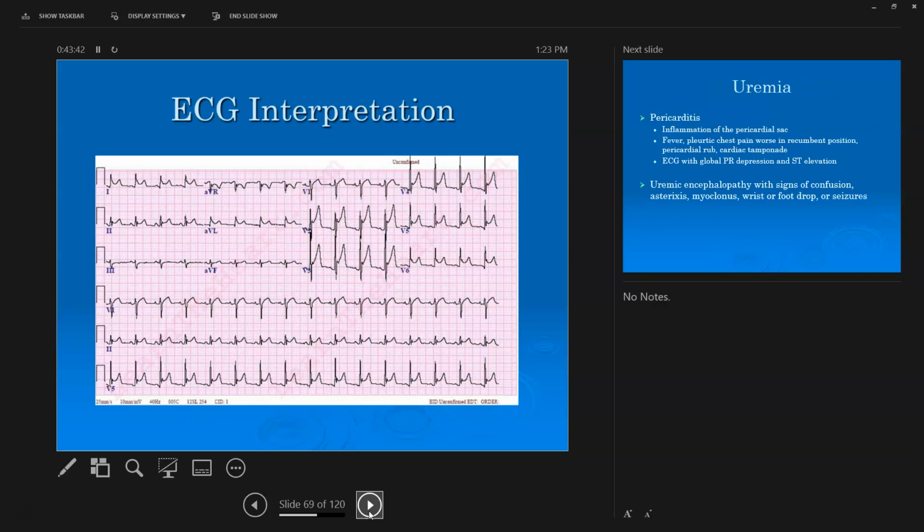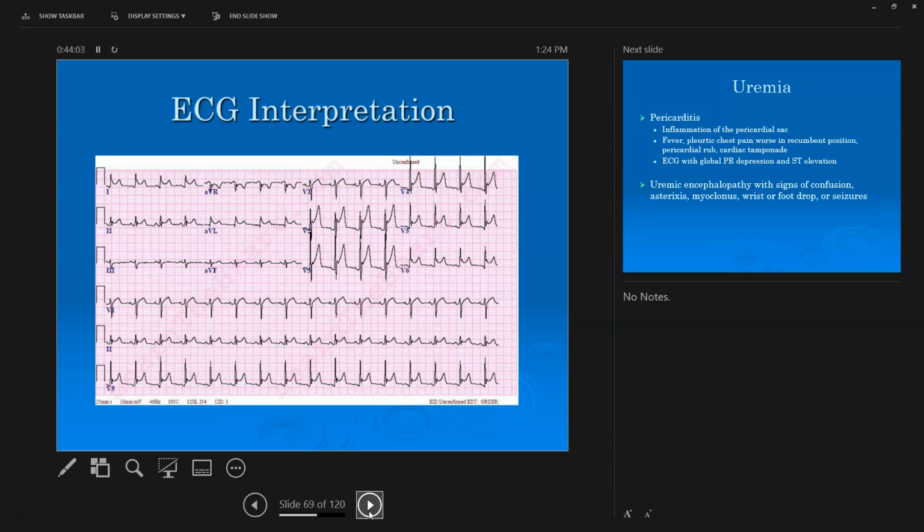So this is a 12 lead here. What do you see on this? ST elevation. Yep. Do you see it in leads that just correlate with one geographical area of the heart, or do you see it in multiple? Multiple. Yep.